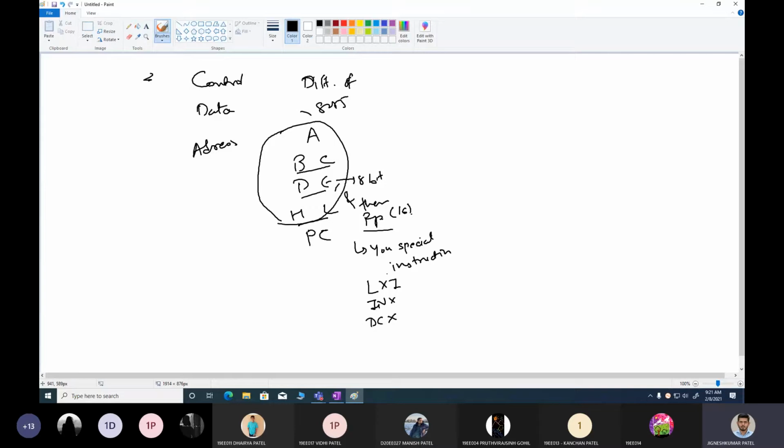So whenever a 16-bit operation is there, most of the time the mnemonics of the instruction will contain X somewhere in between. But it's not true all the time. But most of the time X will be there. So for these three, you can see the X in between. So this we know.